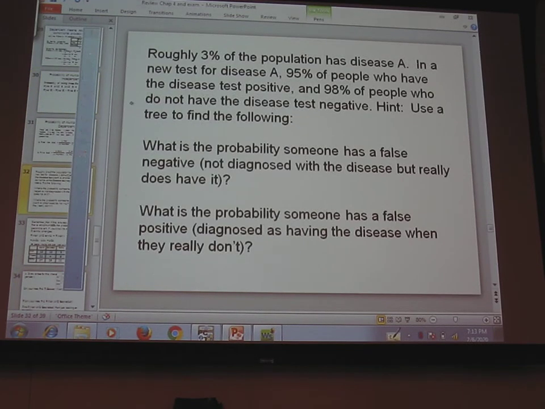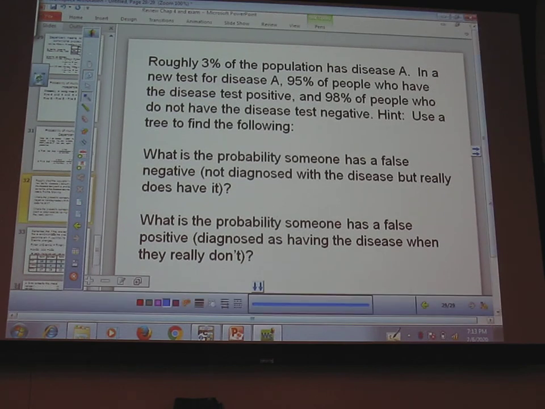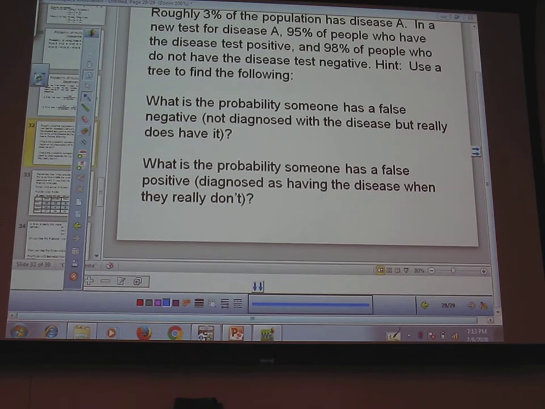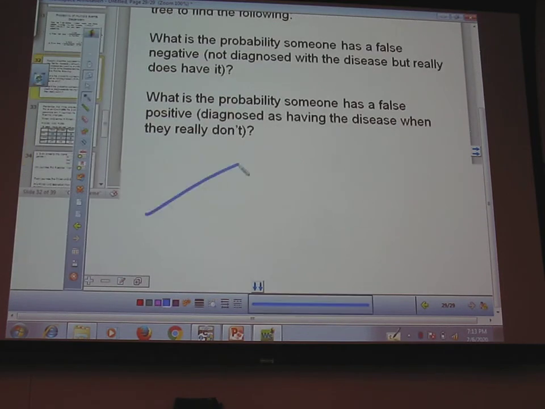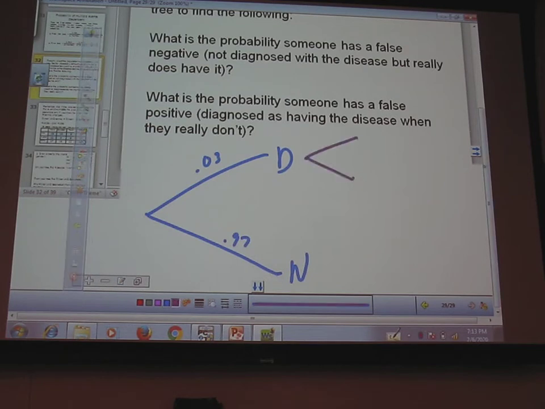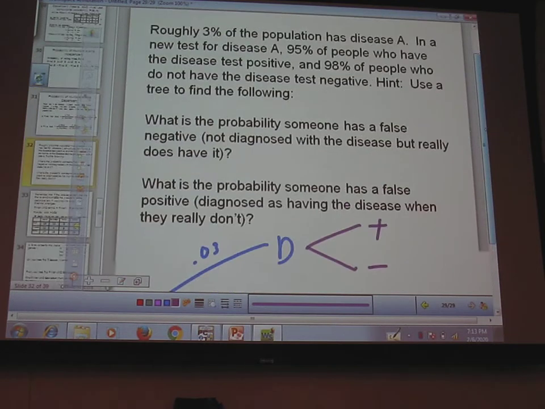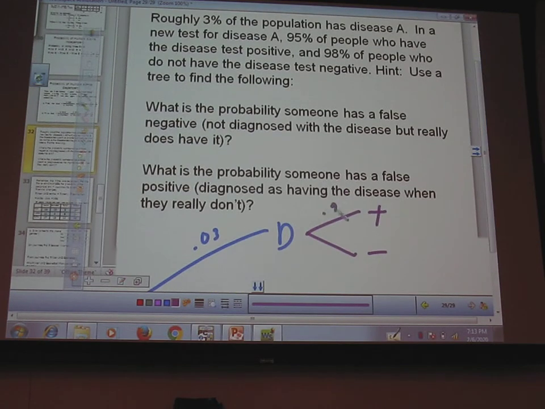Okay, roughly 3% has disease. So here we have disease or not disease. 3% have disease. What percent don't have the disease then? 0.97. Yep. Then, if you have a disease, you're going to test positive or negative. Positive, it was 95%, which means what percent tested negative? 5%. Everybody on board?